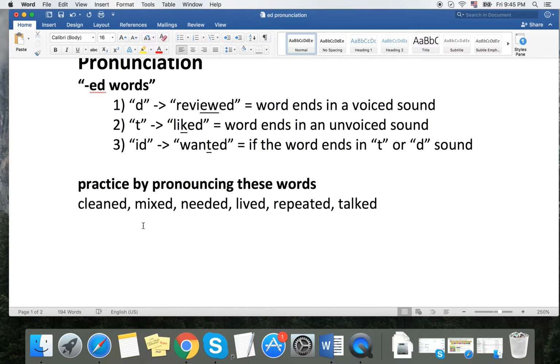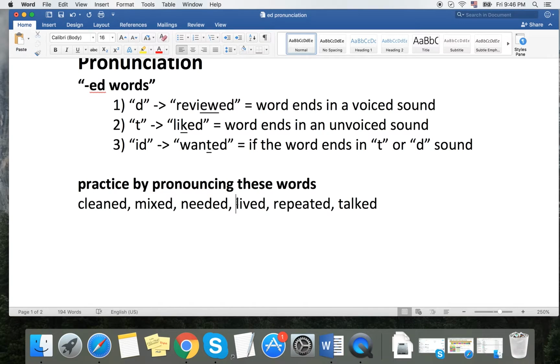Okay, if you're back from pausing the video, then we'll go ahead. So the first one is going to be cleaned. So you heard me end with the d sound, and that's going to be number one. Okay. The next one is mixed. So we ended with the t sound, and this sound is also in the front of the mouth. Okay, it's unvoiced. So then we have needed. That one is going to go in this category up here, the id sound, so needed. The next one, lived.